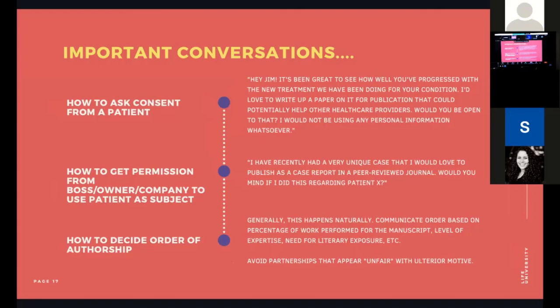So I wrote here on the right-hand side just a small example of how this can be done. It's as easy as saying, "Hey, Jim, it's been really great to see how well you've progressed with the new treatment that we've been doing for your condition. I'd love to write up a paper on it for publication that could potentially help other healthcare providers. Would you be open to that? I wouldn't use any of your personal information whatsoever."